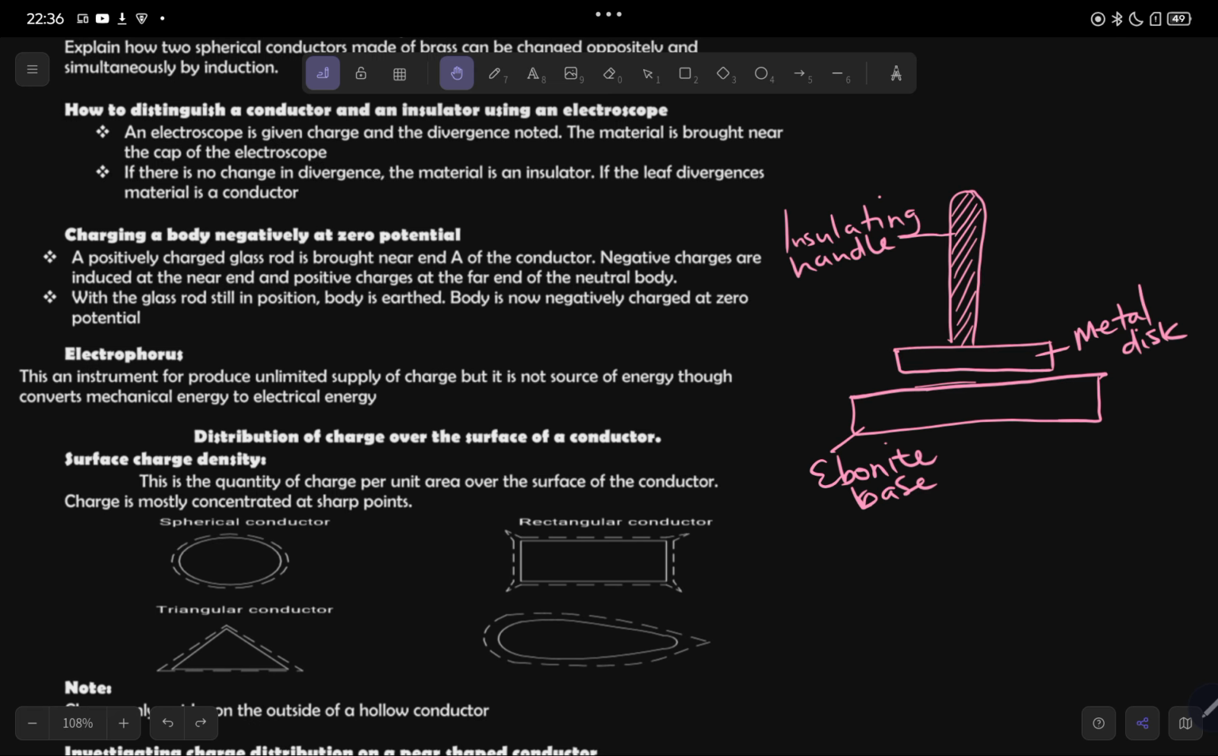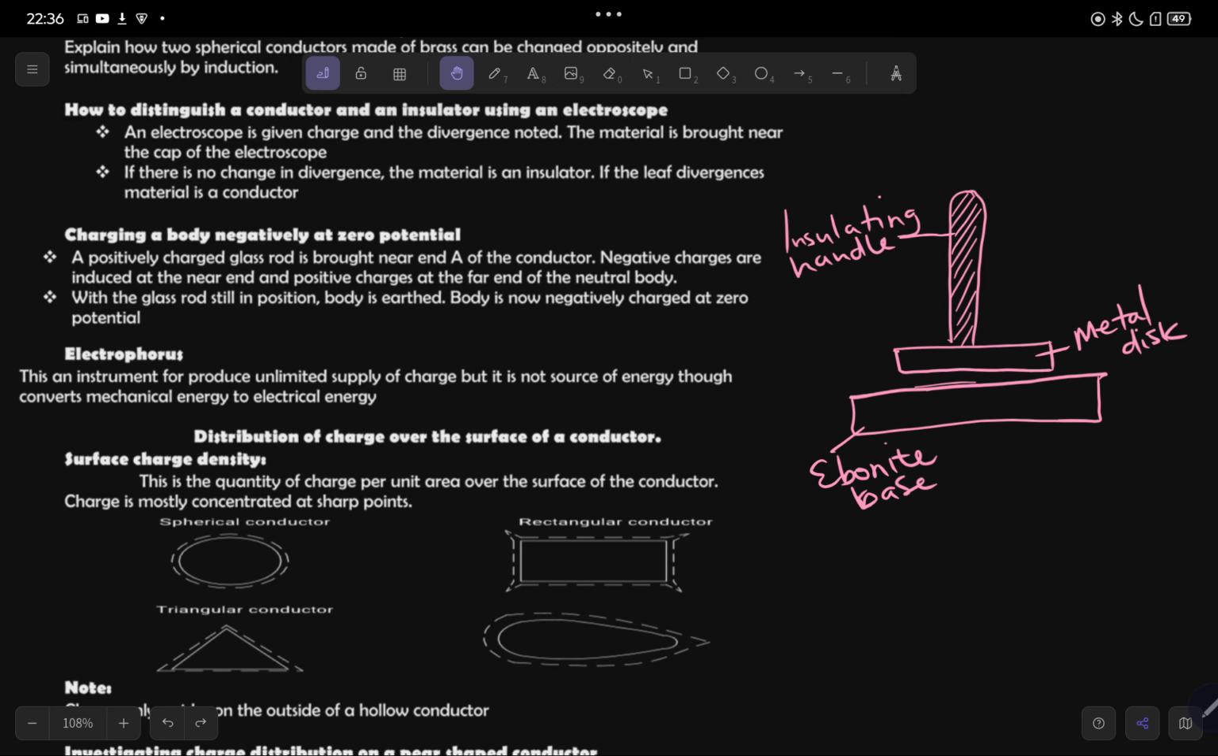Welcome to the second part of our first episode in electrostatics, which was basically dealing with the introduction to electrostatics. We want to look at how to distinguish between a conductor and an insulator using an electroscope.